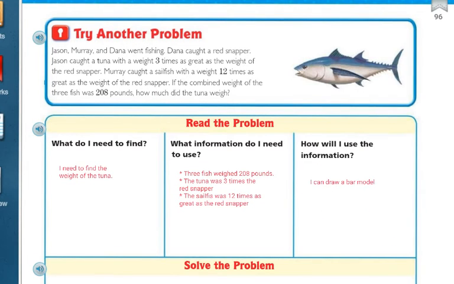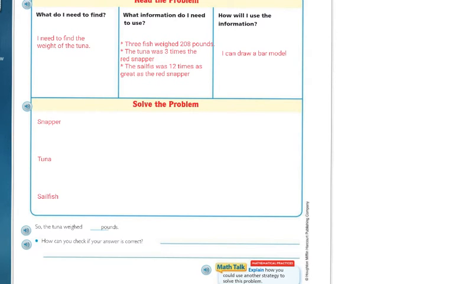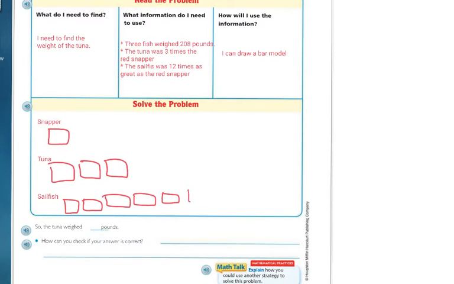Well, I can draw a bar model. Okay, so the snapper, right? So we've got our snapper, and we've got 1 box for our snapper. The tuna was 3 times as much as the snapper, so I'm going to draw 3 boxes to represent 3 times more than that 1 snapper. Well, the sailfish was 12 times as much as the snapper, right? So I'm going to draw 12 boxes. 1, 2, 3, 4, 5, 6, 7, 8, 9, 10, 11, 12.